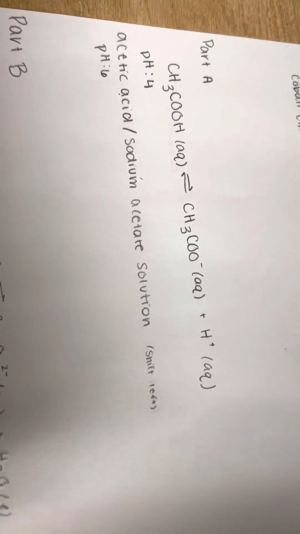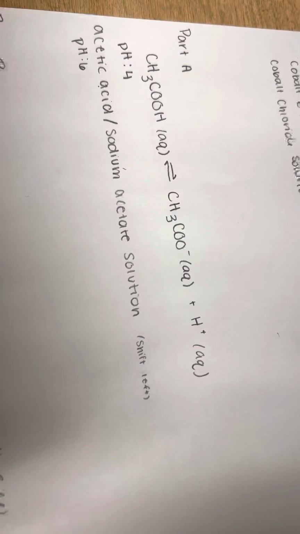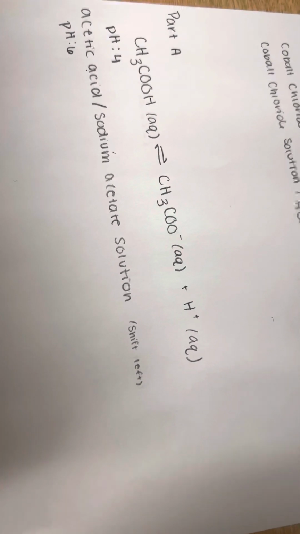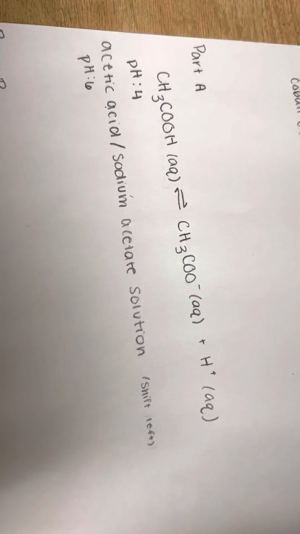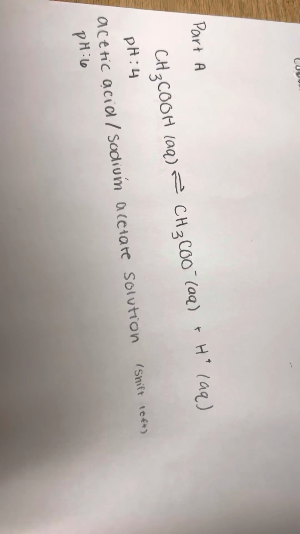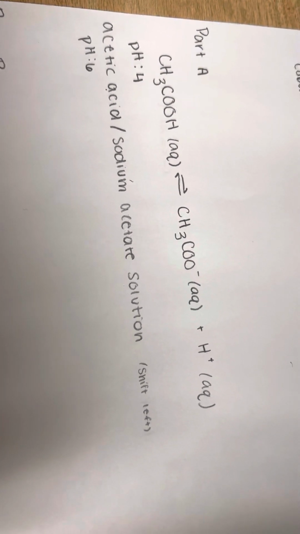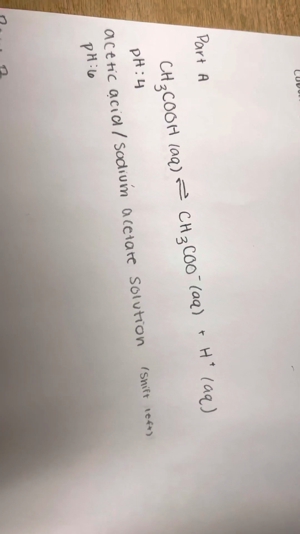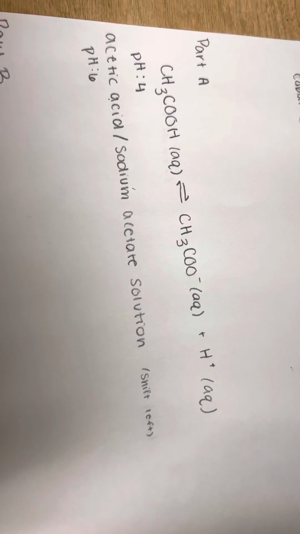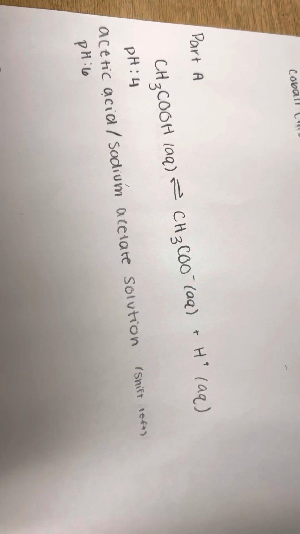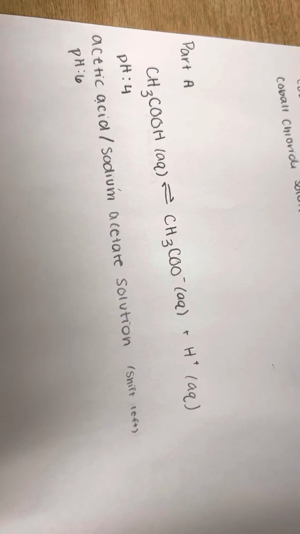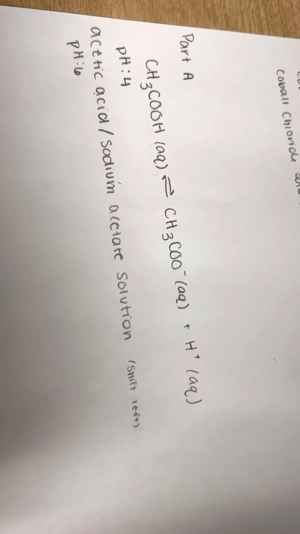For part A, we have an acetic acid/acetate equilibrium. The pH originally is a 4, which is fairly acidic. However, when sodium acetate solution, which is more basic, is added, we can see an increase in the pH to 6, which is more basic than the pH of 4.